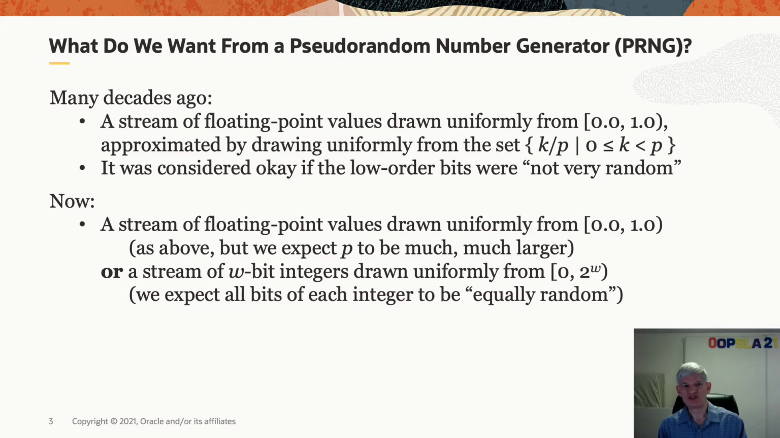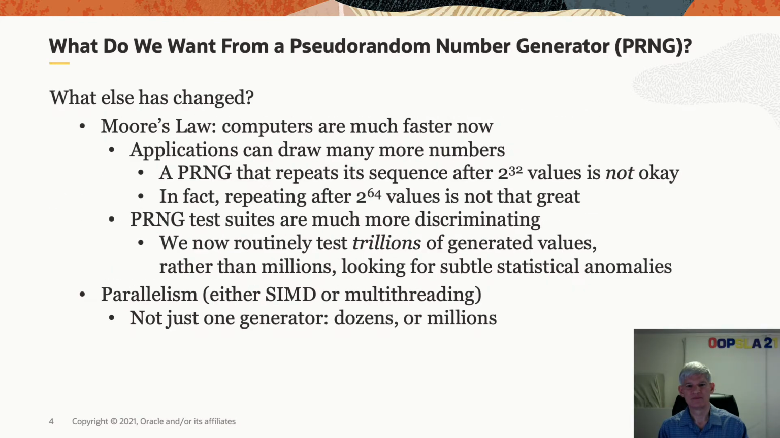Nowadays, we still want to be able to generate that kind of floating point value drawn uniformly from 0 to 1. But we typically expect the value p to be much, much larger. In addition, we would also like to be able to extract a stream of w-bit integers drawn uniformly from the w-bit integers 0 to 2 to the w minus 1. And we expect all bits of each integer to be equally random because these integers may be put to various purposes, as bit strings, to take the remainder, where it matters that the low order bits be as random as the upper bits. And so there are different applications. We want all the bits to be good.